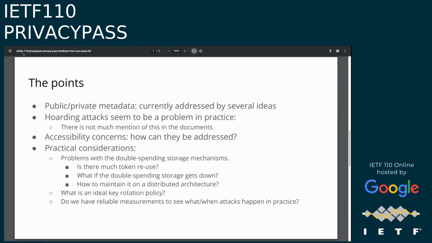One of them was the hoarding attack, where an attacker collects tokens in small doses across a large number of clients, and then funnels them into a single spender and spends them all at once. This could potentially be prevented if you add some kind of metadata, but it still needs to be addressed in some way in the protocol draft documents themselves.